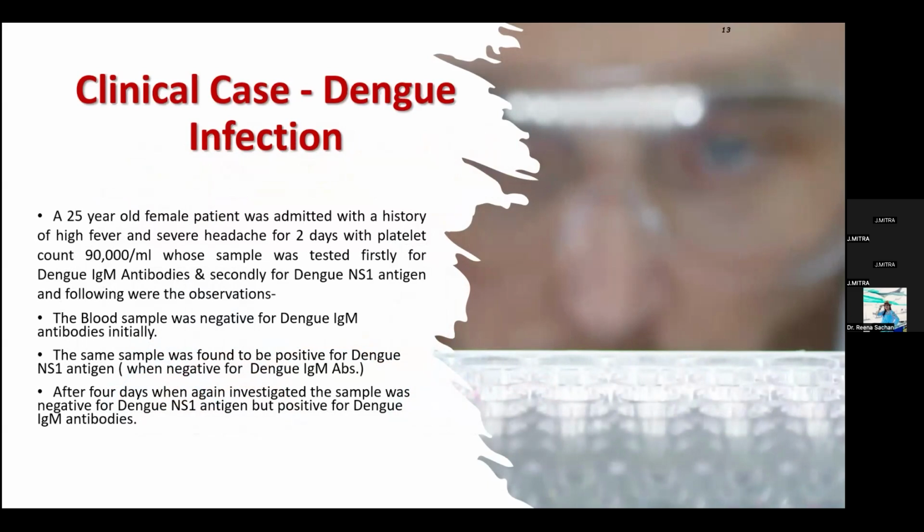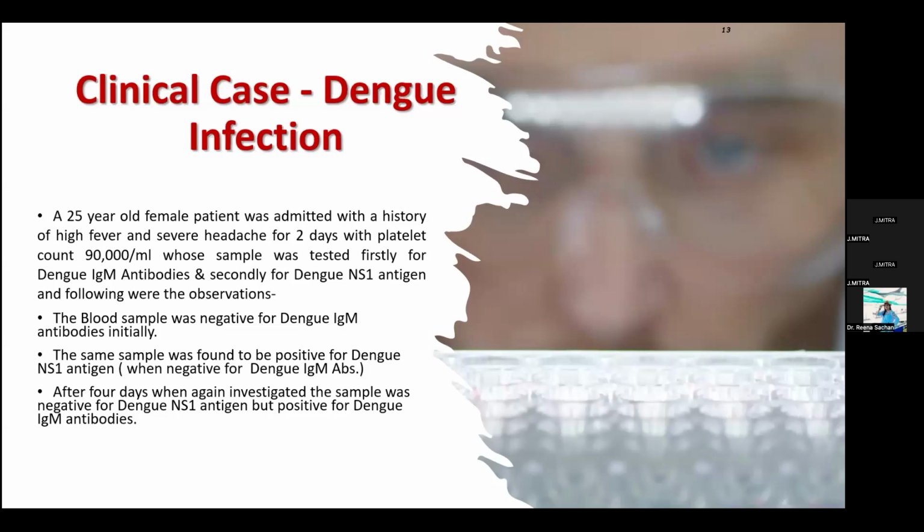Whose sample was tested firstly for dengue IgM antibodies, and later on the sample was tested for dengue NS1 antigen. And the following observations were seen. The blood sample that was tested for IgM antibodies was initially negative, but when the same sample was tested for NS1 antigen, that was positive.